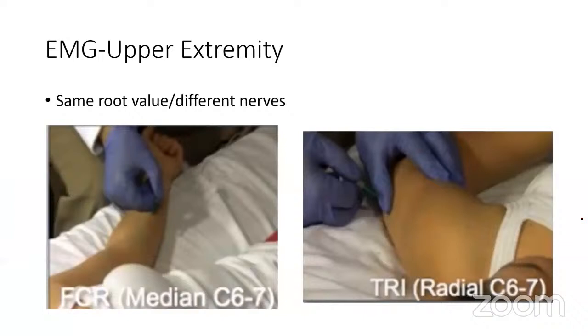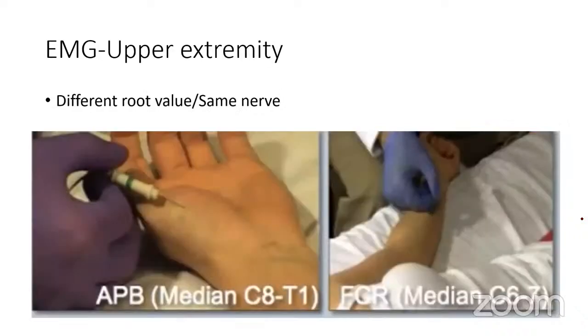And median nerve C6, C7, flexor carpi radialis, and triceps C6, C7, same root but different nerve, that is radial nerve. We do the EMG of triceps and flexor carpi radialis, same root value but different nerves. Different root value but same nerve: abductor pollicis brevis, the median nerve C8-T1, and flexor carpi radialis also supplied by the median nerve, which has C6, C7. So you have a different root value but the same nerve in the upper extremity. These are the nuances, important things which you should remember.